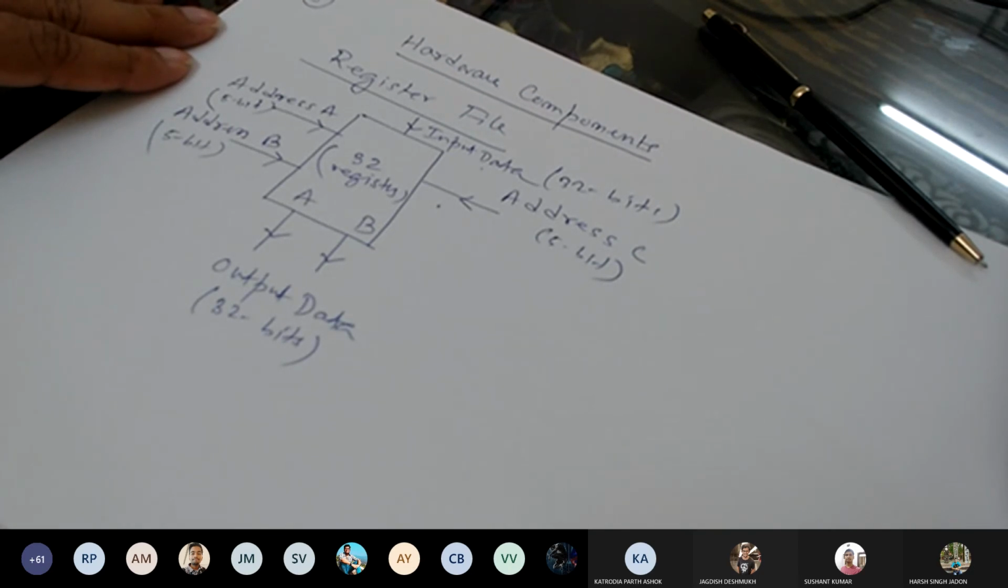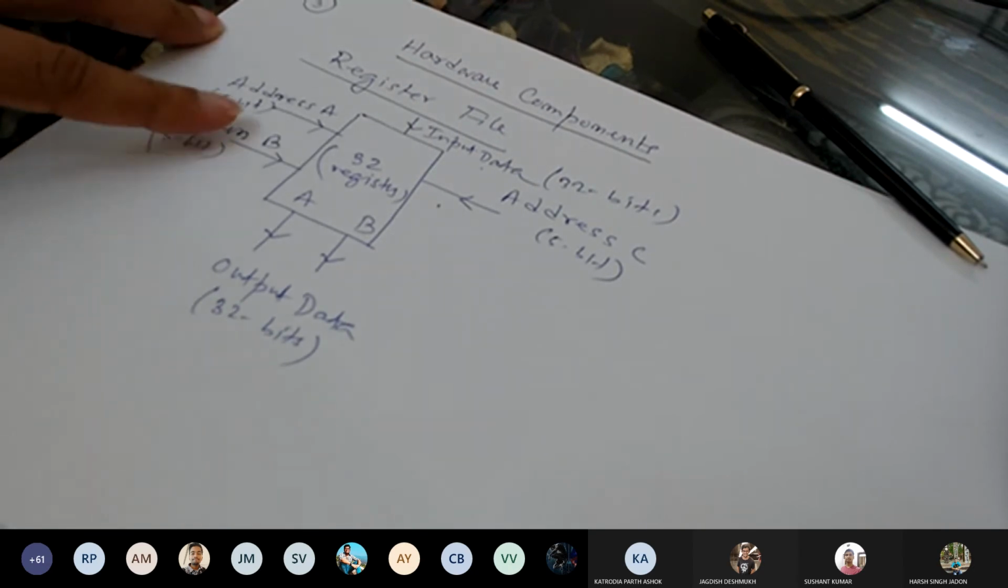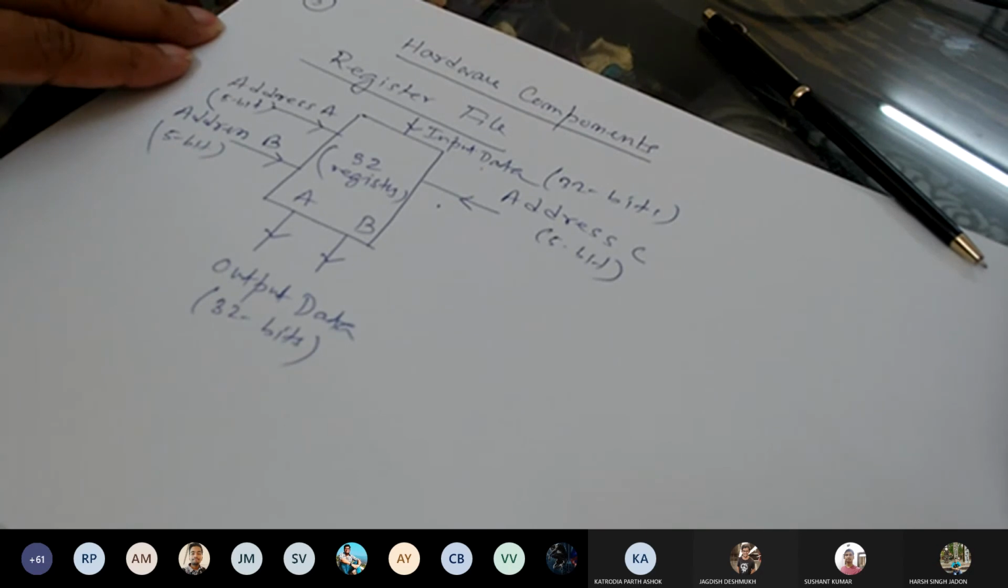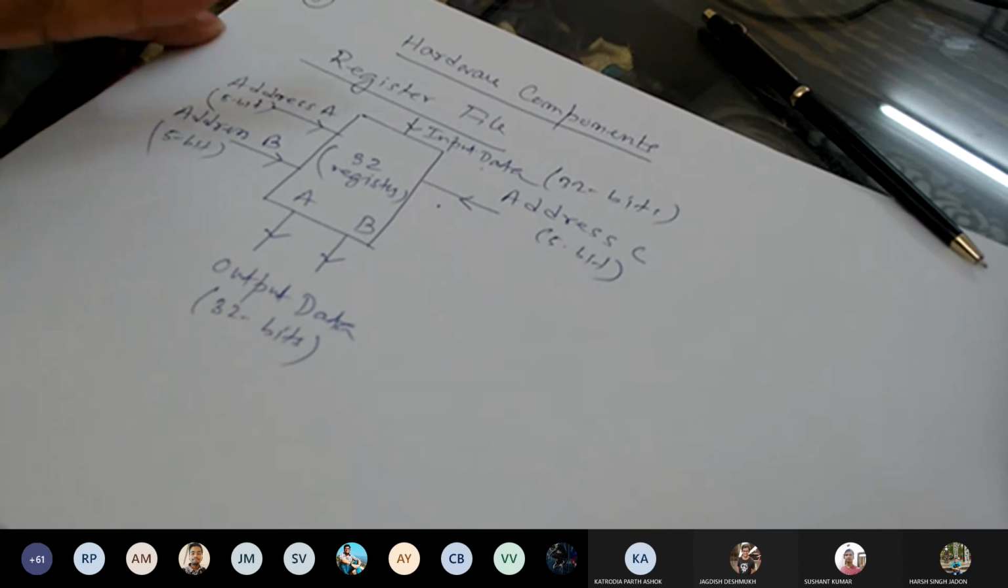Now I want you to mention what can be possible difficulties in this design. Someone tell me what can be a possible difficulty with this design.